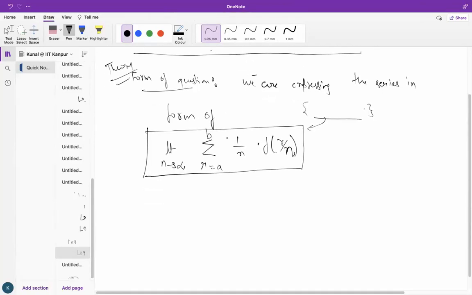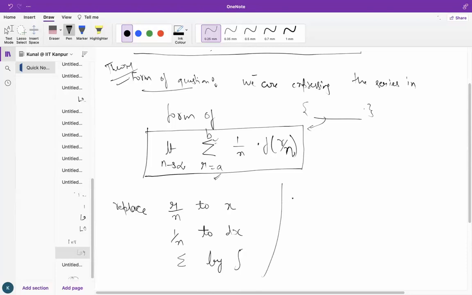First thing I have to do, whatever is written in the series, we have to convert it into this form, right? And then we have to replace r by n with x, 1 by n with dx, and summation by integration. Now here comes the integration, right? So there will be some value, like upper limit, lower limit. So we have to calculate the limits.